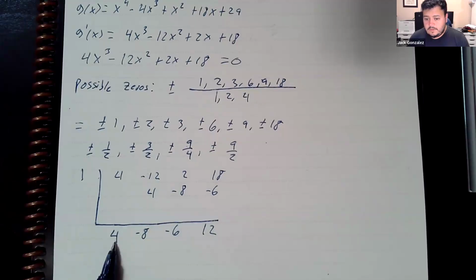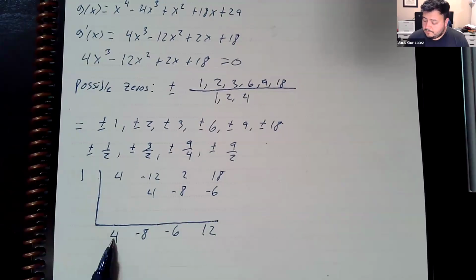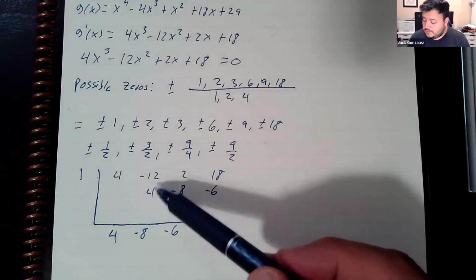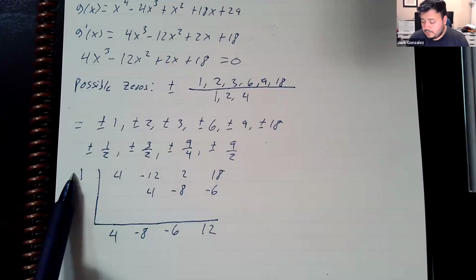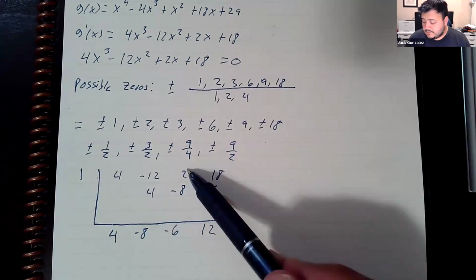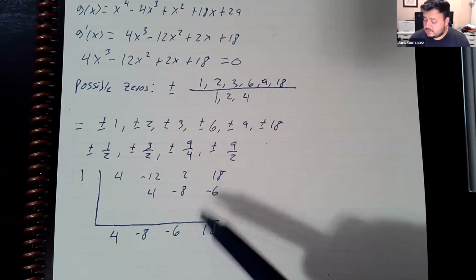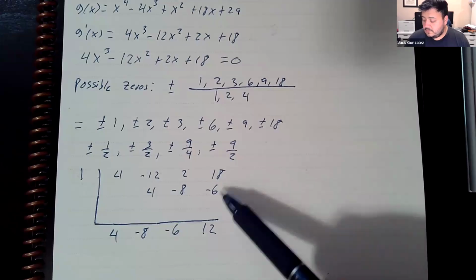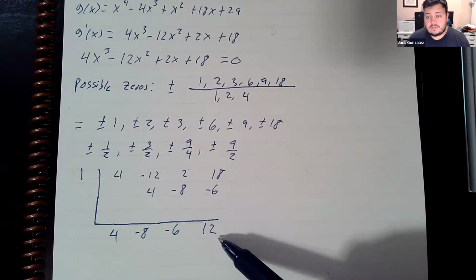Then you do 1 times 4. You get a 4. Then you add these up. -12 plus 4 is -8. Then you do 1 times -8. There's my -8. 2 plus -8 is -6. So now 1 times -6, there it is. 12 plus -6 is 6. I did not get a 0, so it is not a root.